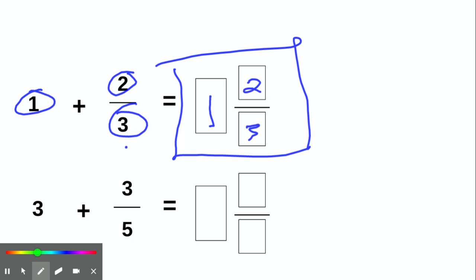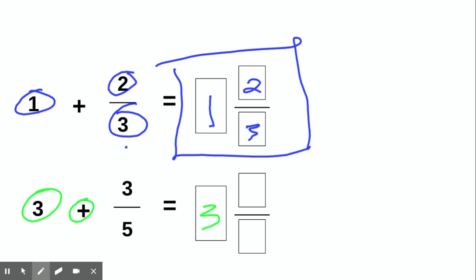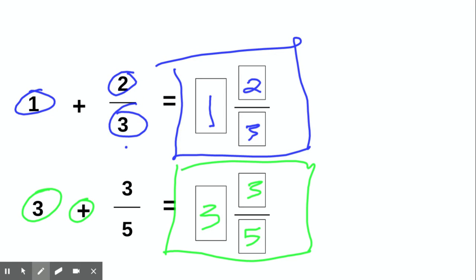Let's add up this one down here. See, 3 is our whole number. There's no more whole numbers for me to add, so 3 can go in our first box. Plus 3/5. So 3 plus 3/5, we would get 3 3/5. So basically, you're just adding the whole number in the front of the fraction. So 3 3/5.